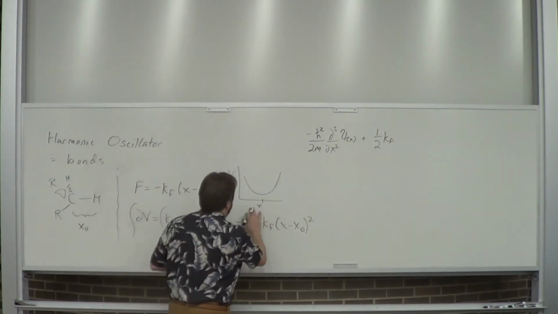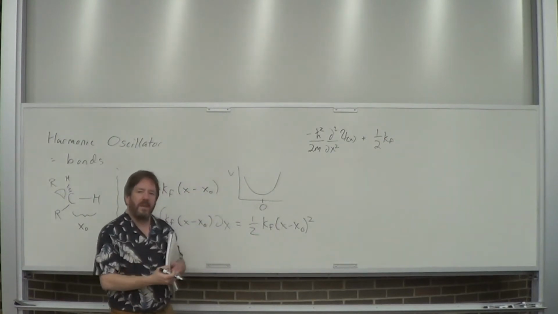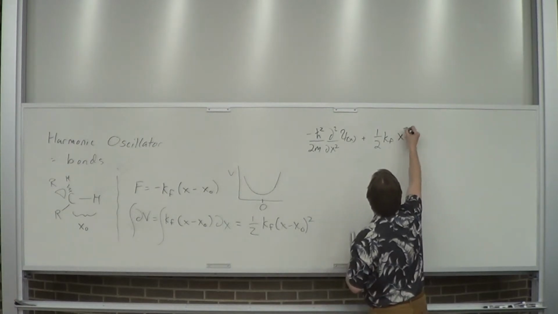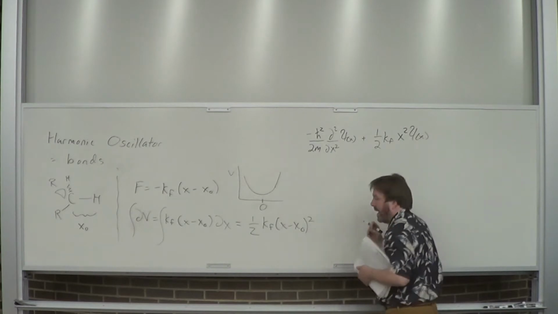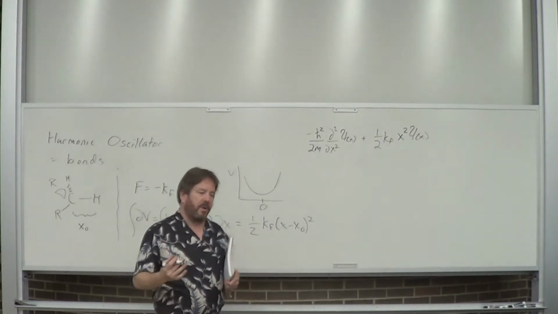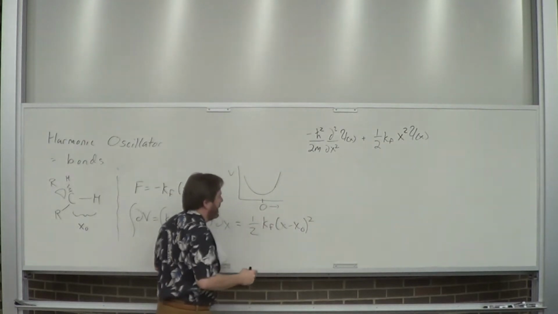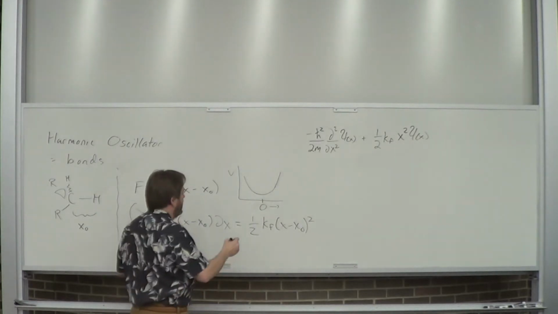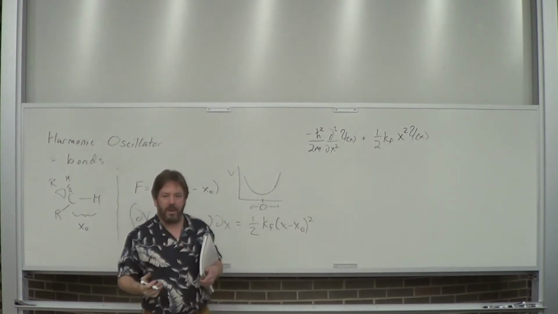Here's what I'm going to do instead. I'm going to center it about 0. What that does is it allows me to write the potential this way, and that is a lot easier to write. All you have to do is change your interpretation. To the right of 0, that represents the bond expanding, and to the left of 0, that means it's contracting about its equilibrium.